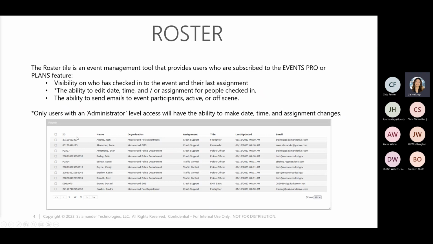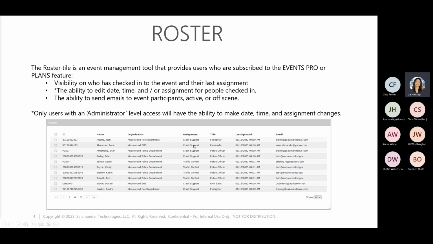So you can see here, it'll show their ID, their name, their organization, their current assignment, their title, and the last check-in time. So this last updated means their last check-in time for this assignment. And then if they have an email in here. The reason why we are capturing the email on here is because there is an option for you to send emails to these event participants, whether they're active or they're off scene. So again, that's just depending on their assignment.